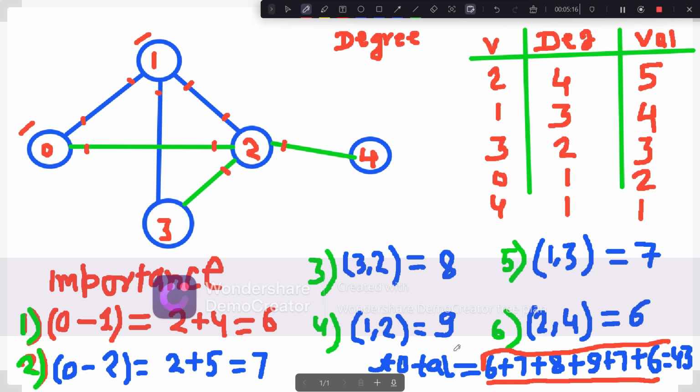And if we sum up all these values, 6 plus 7 plus 8 plus 9 plus 7 plus 6, it is basically 43. So this should be our answer. Okay, this is all we have to do.